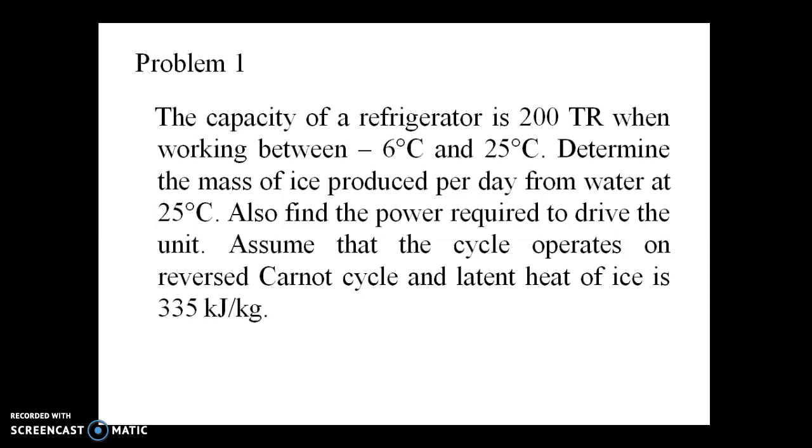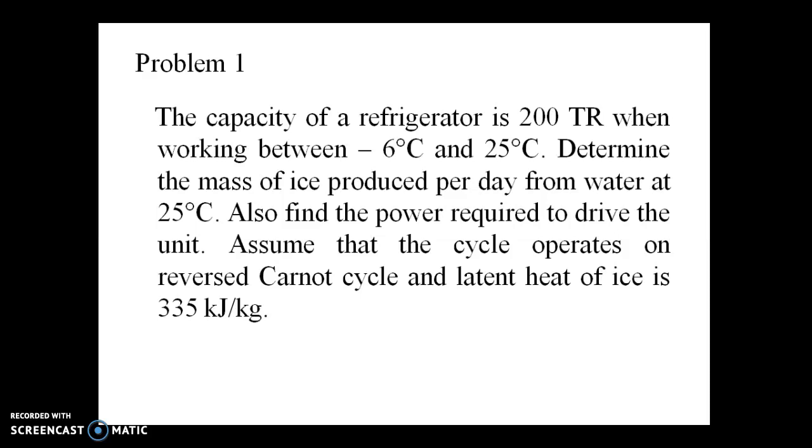The capacity of a refrigerator is 200 ton of refrigeration when working between minus 6 degrees Celsius and 25 degrees Celsius. Determine the mass of the ice produced per day from water at 25 degrees Celsius. Also find the power required to drive the unit. Assume that the cycle operates on reversed Carnot cycle and latent heat of ice is 335 kilojoule per kilogram. So this is the simple problem.